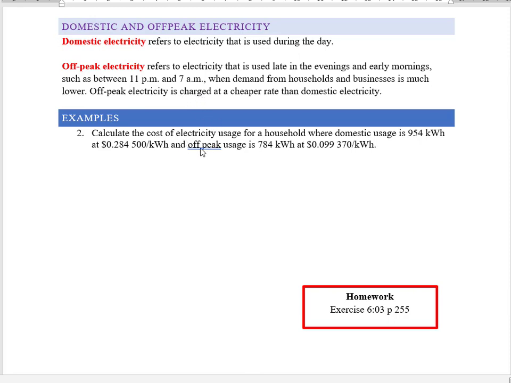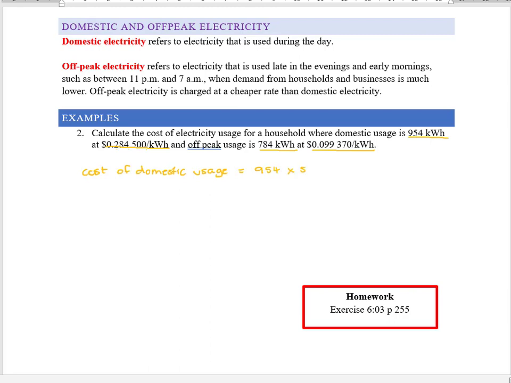So let's have a look at a question where we can try and work out what the cost of an appliance running is going to be. And this question says, calculate the cost of electricity usage for a household where domestic usage is 954 kilowatt hours at, and here we go, our money is always given to 6 decimal places, so cost is 0.248500 per kilowatt hour. And the off-peak usage is 784 kilowatt hours at, and it's got a much cheaper rate of 0.099.